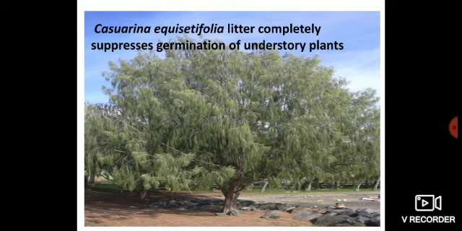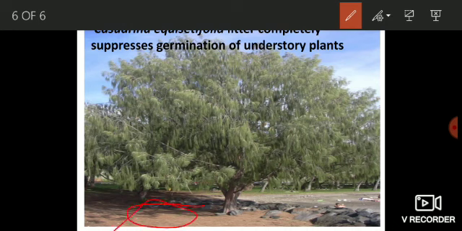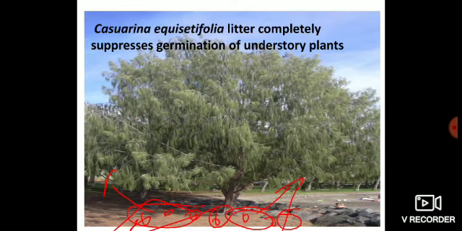And one more example of allelopathy is observed in Casuarina equisetifolia, and this plant species produces litter, that means dead remains of this plant which fall on the ground, and this litter completely suppresses the germination of understory plants. Here you can see, a lot of litter is there. Litter means dead remains of the plants which have fallen down from this plant, and this litter prevents the germination of understory plants. The seeds of other plants which have fallen here do not germinate because of this litter. It is also an example of Ammensalism.